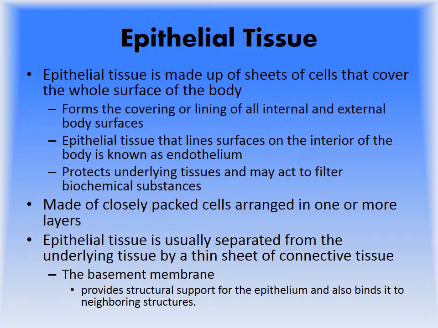It's made up of closely packed cells arranged in one or more layers. We're going to talk about those different types of layers in a second. Epithelial tissue is usually separated from the underlying tissue by a thin sheet of connective tissue, and that's called a basement membrane. It provides structural support for the epithelium and also binds it to the neighboring structure. So that's what binds it down: the basement membrane. It binds it down to the underlying tissue.